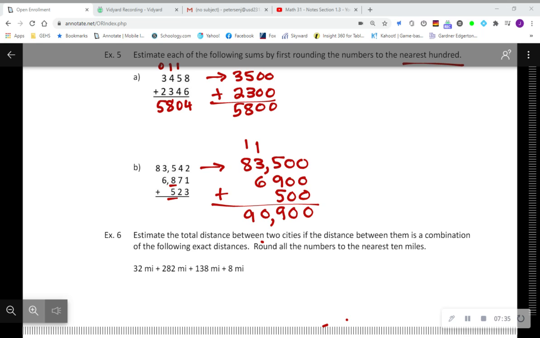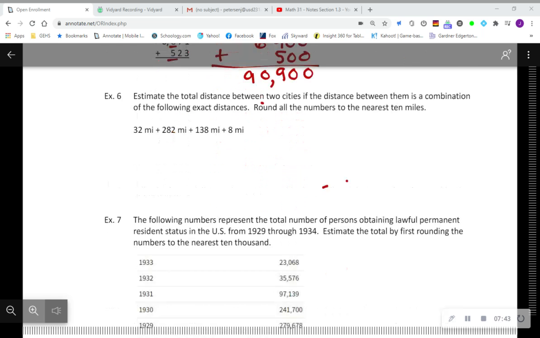Let me double check my work here. I'm just double checking here. Hopefully it's right. Okay, I do make mistakes, so I check my work quite often, and I'll teach you some of the techniques I use to check.